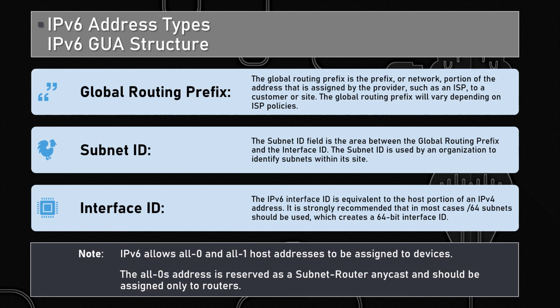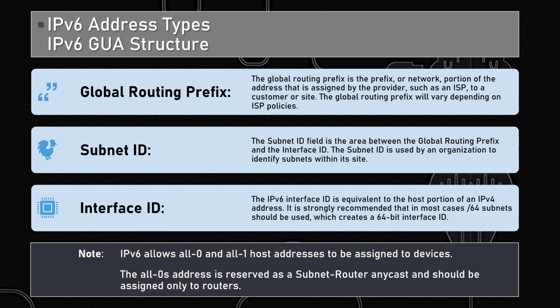And then the interface ID is the last 64 bits. So this is the equivalent to the host portion of the IPv4 address. It's actually sometimes derived using the MAC address, which is 48 bits in length, and it wedges in the additional 16 bits as necessary using what's called EUI-64.